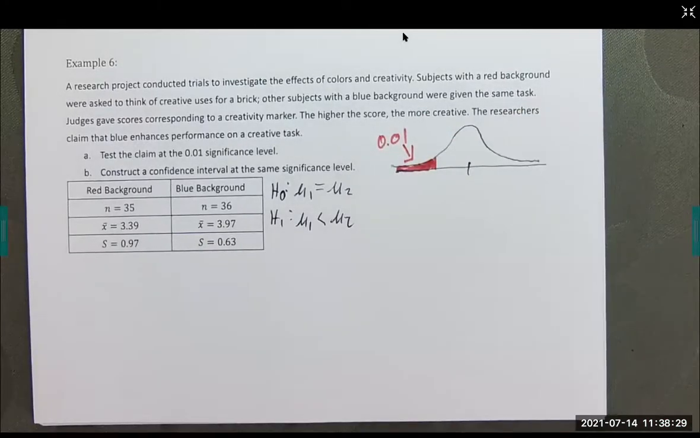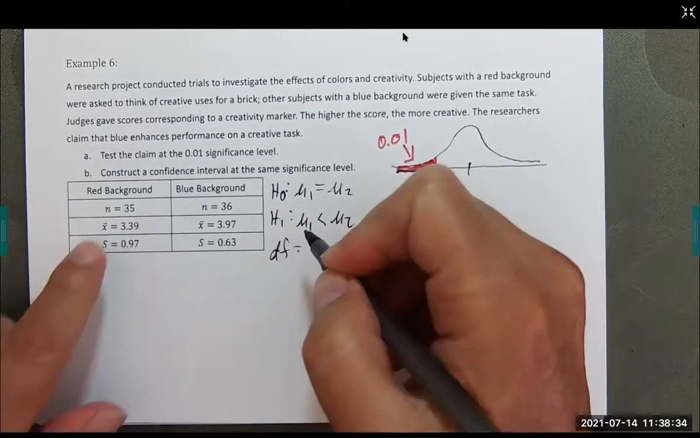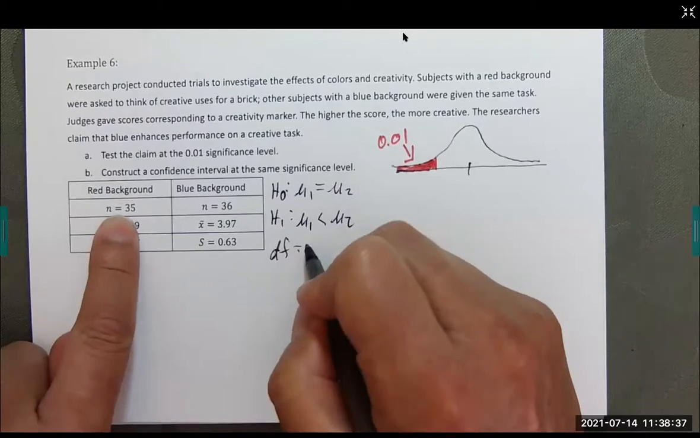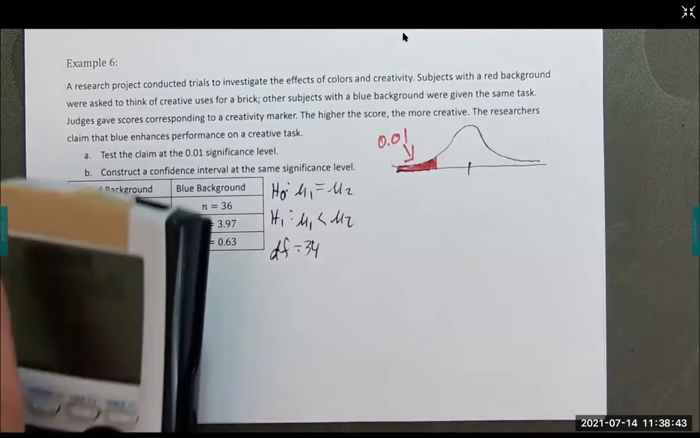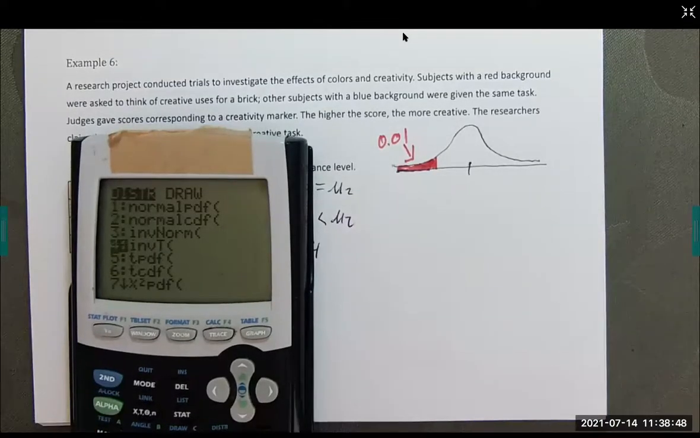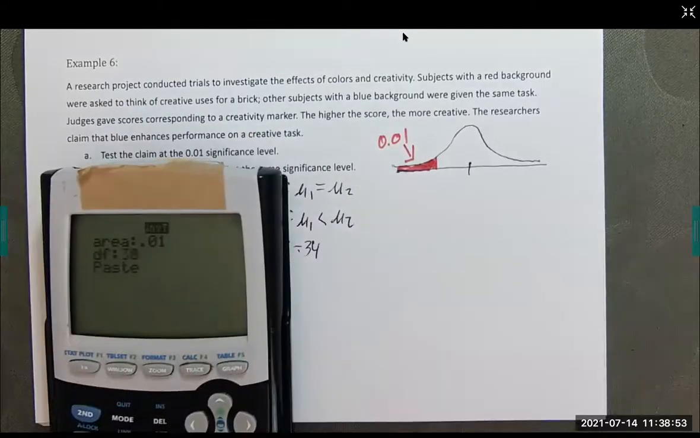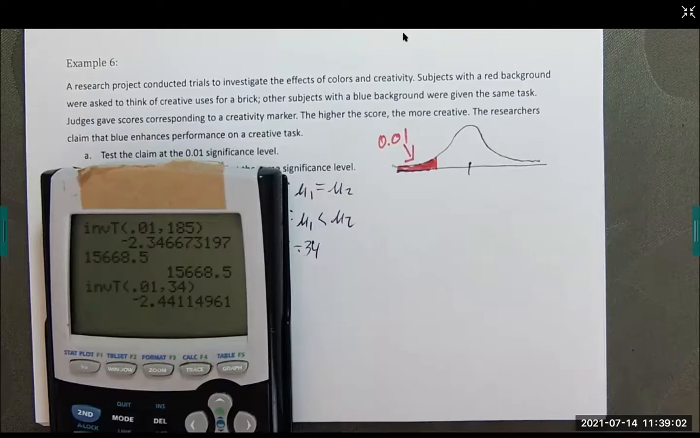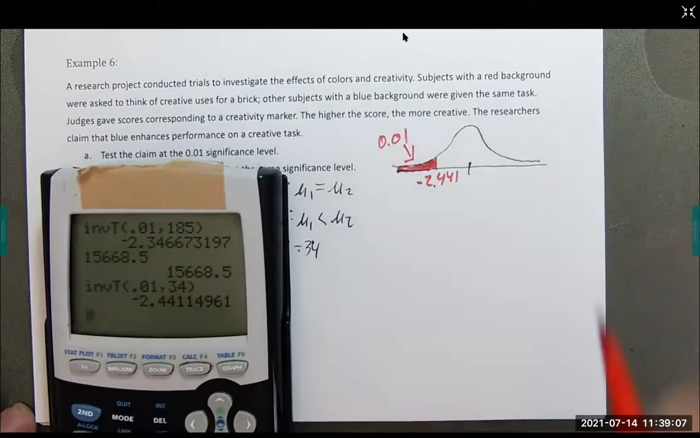And the smaller n, so the degrees of freedom in this case, here's my smaller one. So my degrees of freedom are going to be 35 minus 1, which is 34. And let's get our boundary here. So inverse t again. 0.01, in this case, the degrees of freedom is 34. So it gives me negative 2.441 for my critical value.